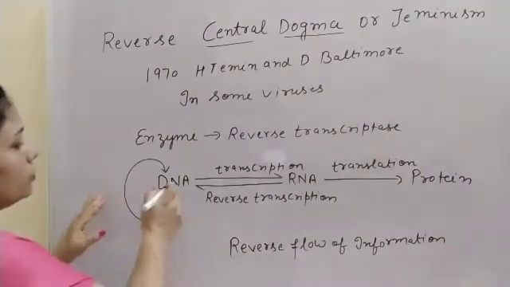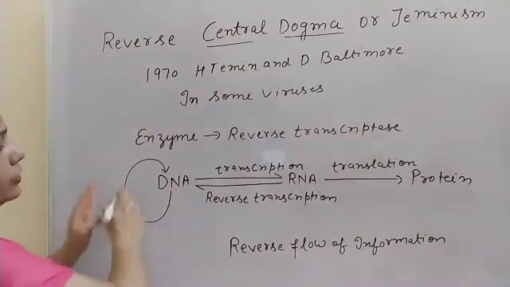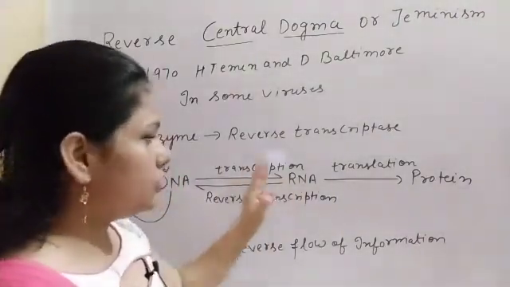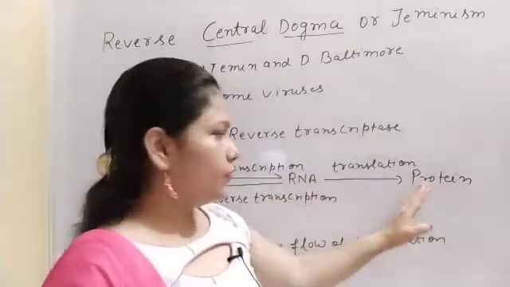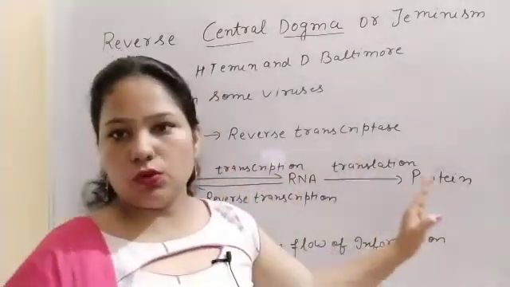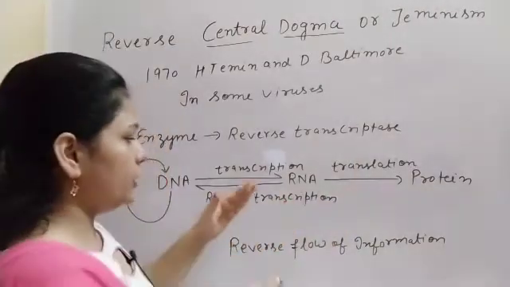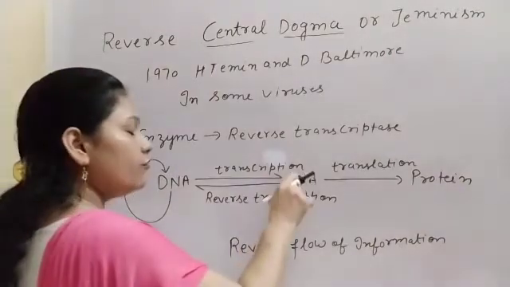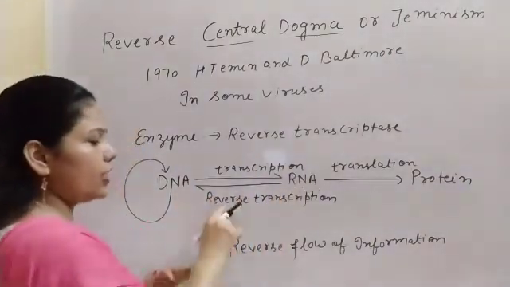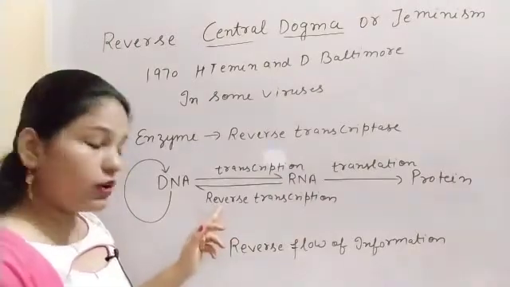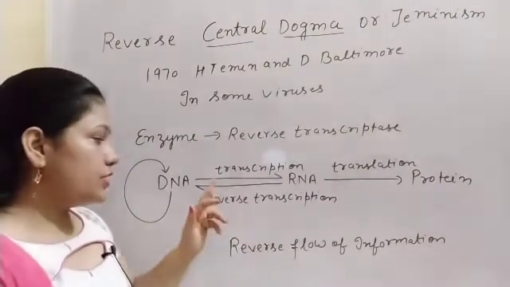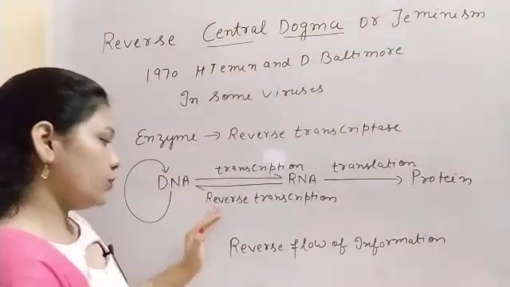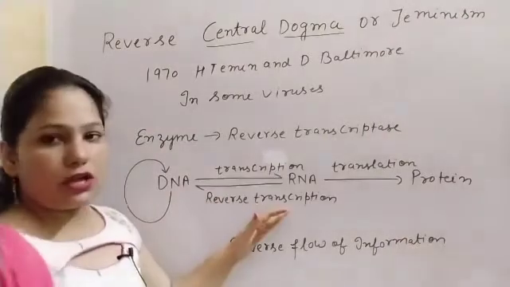DNA. So formation of DNA from DNA, that is the replication; DNA to RNA transcription; and RNA to protein, that is translation. That is the central dogma. But the reverse of it is that if DNA is formed from RNA with the help of the enzyme reverse transcriptase, it is known as the reverse central dogma, or this process is known as reverse transcription.